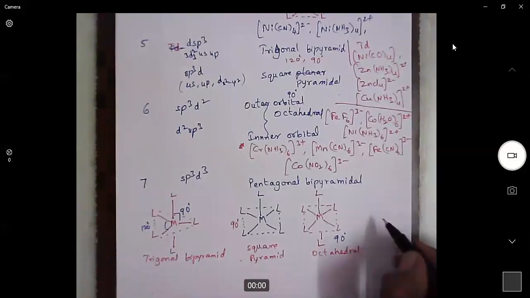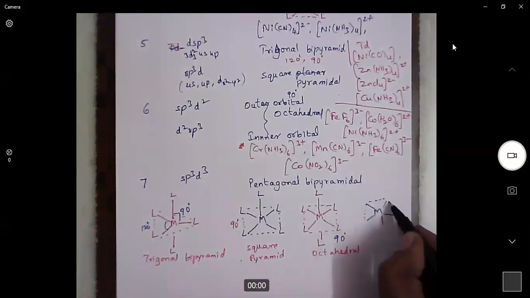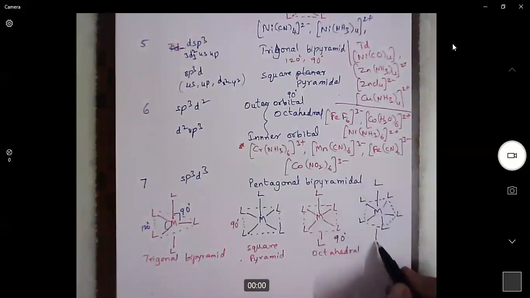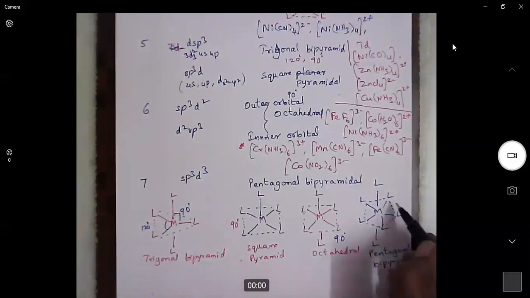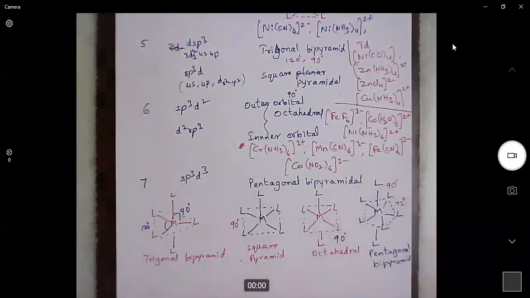What is pentagonal bipyramid? In the plane, we will have 5 ligands, forming a pentagon. One ligand above the plane, one ligand below the plane. This is pentagonal bipyramid. Here in the plane, 360 by 5 is 72 degrees. Out of the plane it is always 90 degrees.